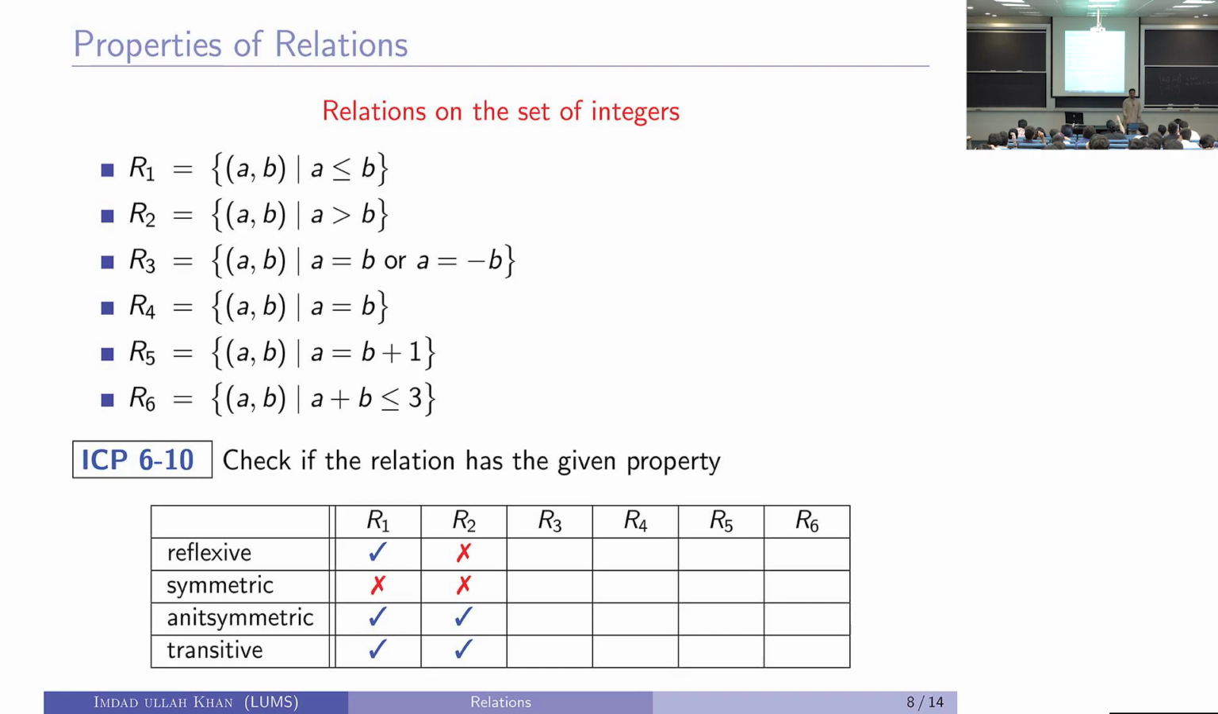R2 is symmetric. For all A, B, if A is greater than B, then no, B is not greater than A. If AB belongs to the relation, now this is B. That's reflexivity, it doesn't require that. Reflexivity means that every element is related to itself.